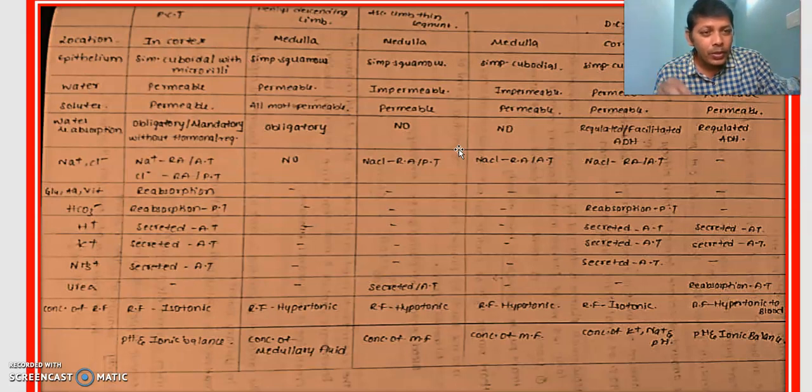establishing the concentrated medullary interstitial fluid. The part that plays the main role in establishing it is Henle's loop. What would happen, I told you this point, again I am reiterating it: what would happen if Henle's loop is not there? If Henle's loop is not there, the urine would be hypotonic, not hypertonic. Who is making our urine hypertonic? That is Henle's loop.